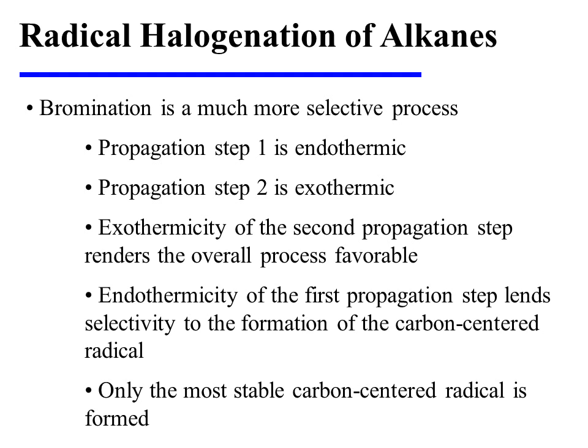bromination is a much more selective process. Free radical bromination has an endothermic first propagation step and an exothermic second propagation step. The highly exothermic nature of the second propagation step makes the process favorable. The endothermic nature of the first propagation step leads to selectivity in the formation of only the most stable carbon-centered radical.